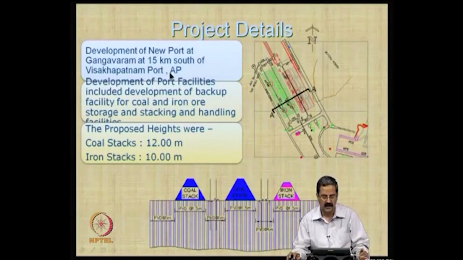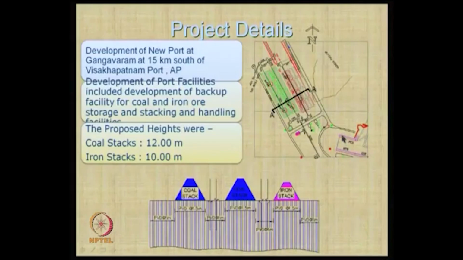The objective is to have coal stacks about 12 meters high and iron ore stacks of 10 meters, something like that. You can see the coal stack and the iron stack. The soil is so poor here that it needs accelerated consolidation, and this is the plan of the whole area.